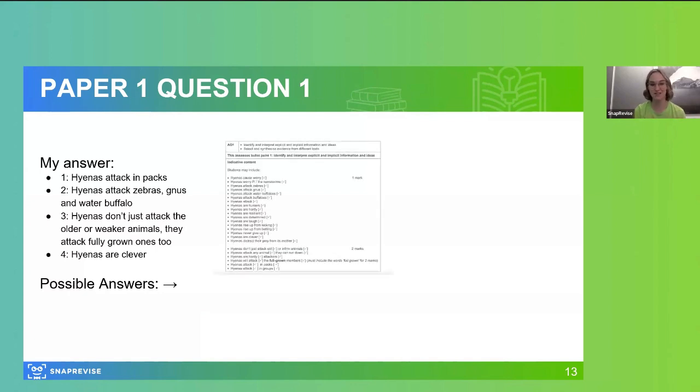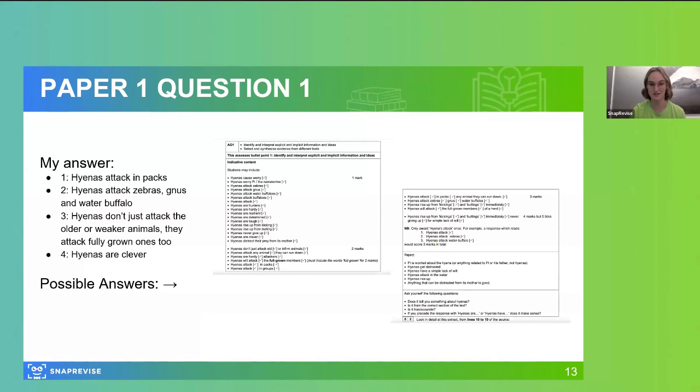If you have a look at the marking criteria for this question, which is another reason why looking at the marking is really important, it shows you which parts of the text give you 1 mark, 2 marks, 3 marks, and 4. So you would literally just get a point for saying that hyenas attack. It is as simple as that. Anything that tells you anything about what hyenas do will get you a mark. You know, hyenas are hardy and resilient, determined, tough. The point that I had about hyenas attacking zebras, gnus, and water buffalo, that's all 3 separate points.